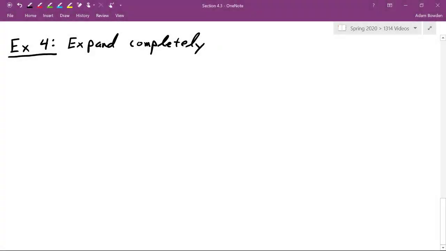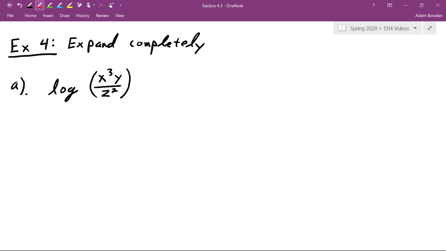Now we're going to look at a situation where we're going to expand a logarithm completely. We may have to take a few steps, but what we want to do is use our log rules, the power, the quotient, and the product rule, to separate things out and expand it as far as we possibly can. Starting with log of x cubed y divided by z squared.